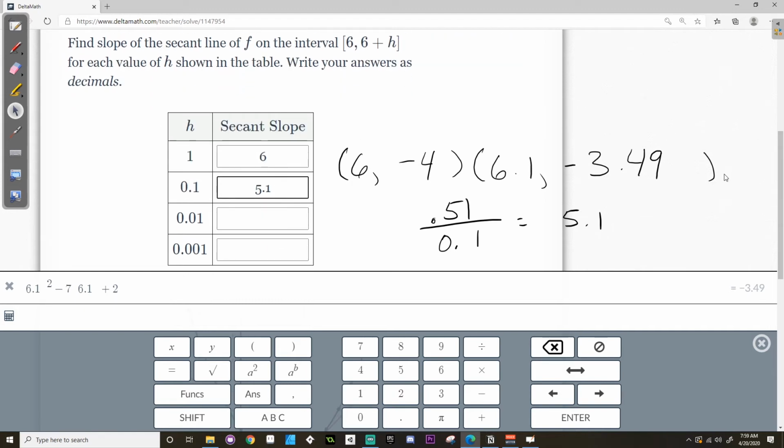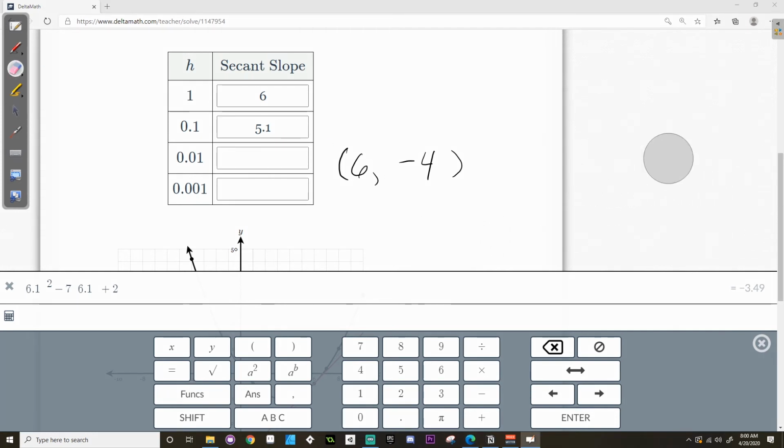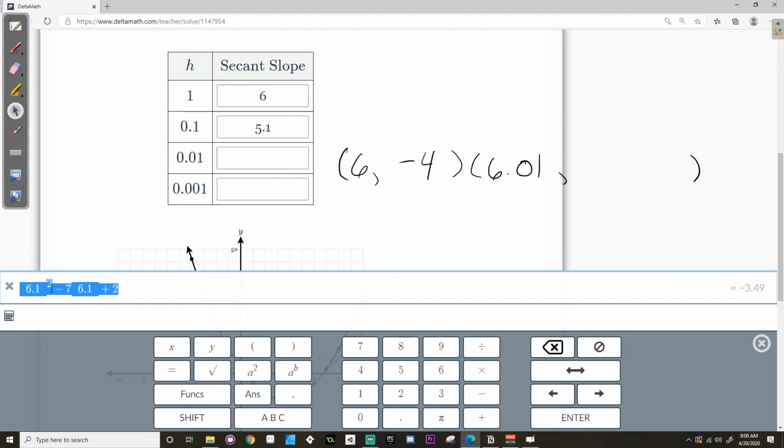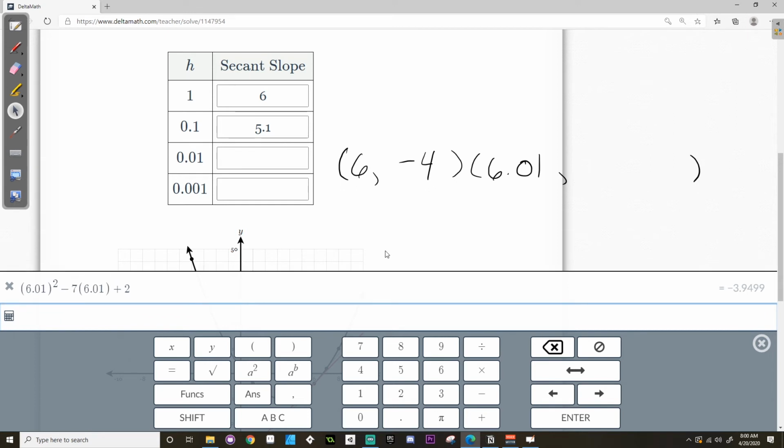Now the next one here, I have to do it now for 0.01 and 0.001. So let's walk through that. Again, the 6, negative 4 doesn't change, but the other point does. So the other point is going to become 6.01, comma, whatever I get. And then I'll have to do it again for 6.001. So I'm going to take this, and I'm pretty sure I can copy and paste it. I can. So 6.01, and then this is 6.01, and I get negative 3.9499.